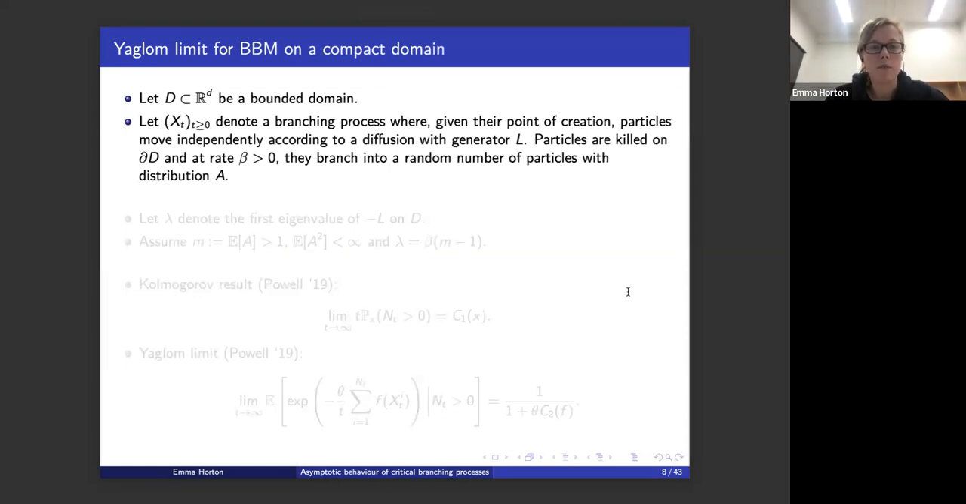And then the other case that I wanted to mention was the Yaglom limit for branching diffusions. So we let D be some bounded domain, some subset of R^d. And we consider the process X_t, which is just a branching diffusion. So in between branching events, given the point of their creation, particles just move around D according to some diffusion, which we denote generated by L. Particles are killed on the boundary of D, and then at some constant rate beta, they split into a random number of particles with distribution given by A.